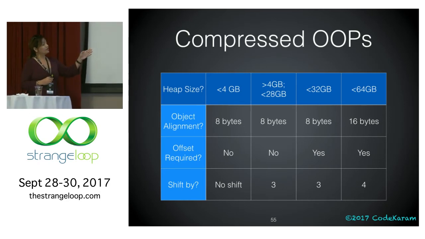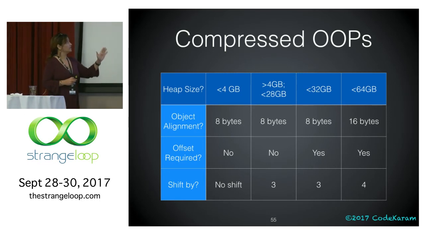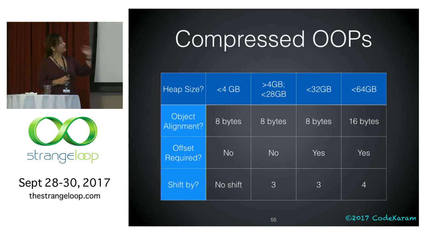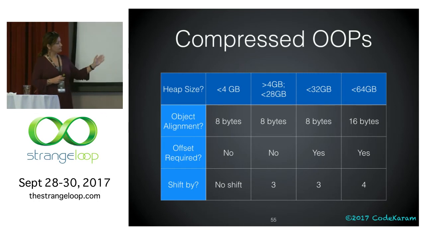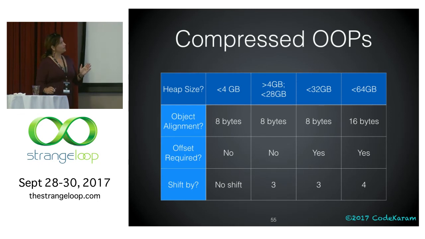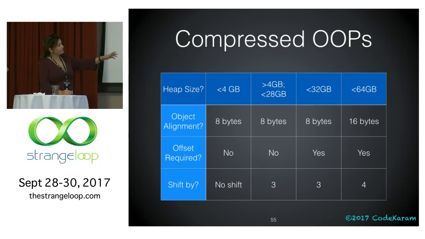So if your heap is less than 4 gigs, you get it for free. There's no shifting necessary, nothing. Between 4 and 28, you don't need an offset. Again, it's called zero-based. The JVM shifts it for you, and it's not as expensive as the others. Less than 32, you will still get it, but you need offsets. Again, the JVM will do it for you, but it could get expensive.